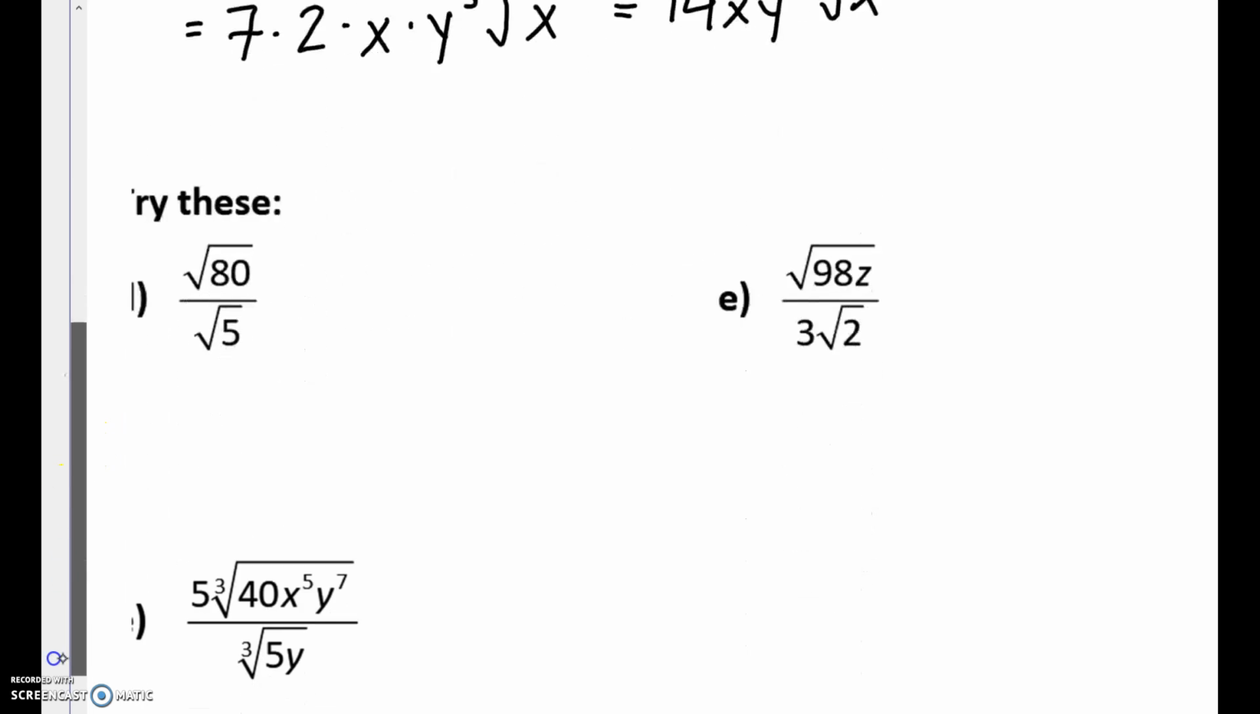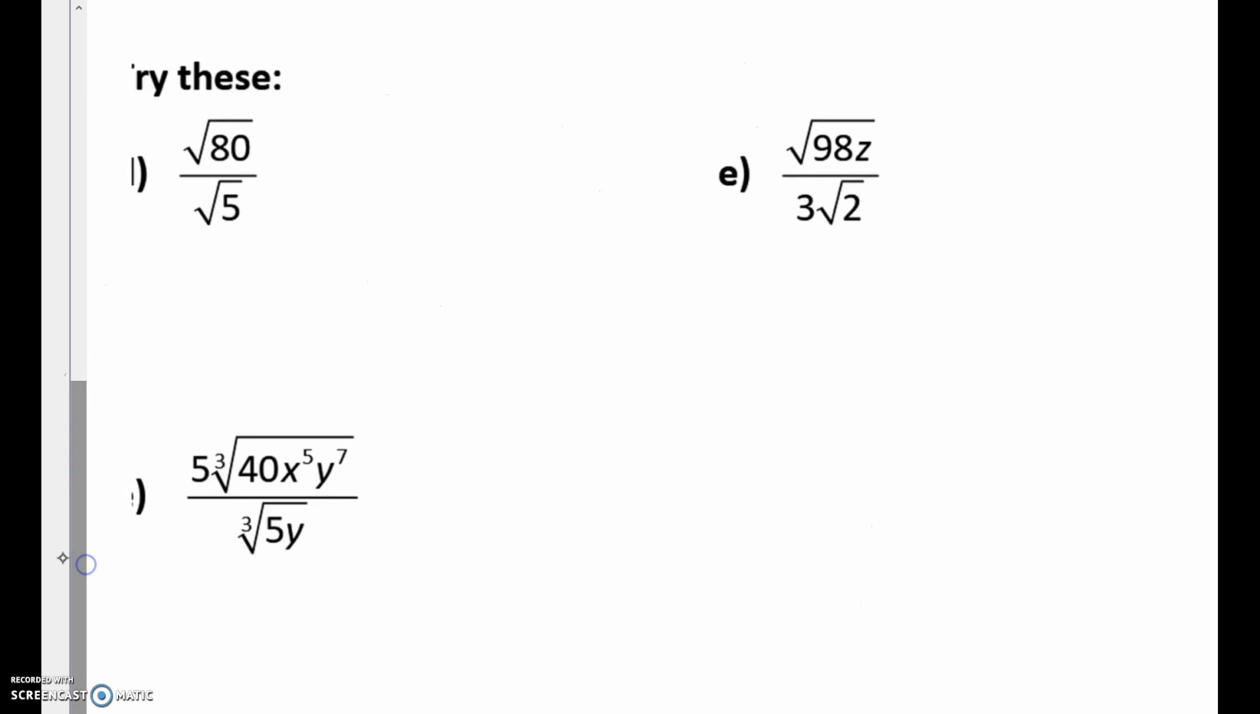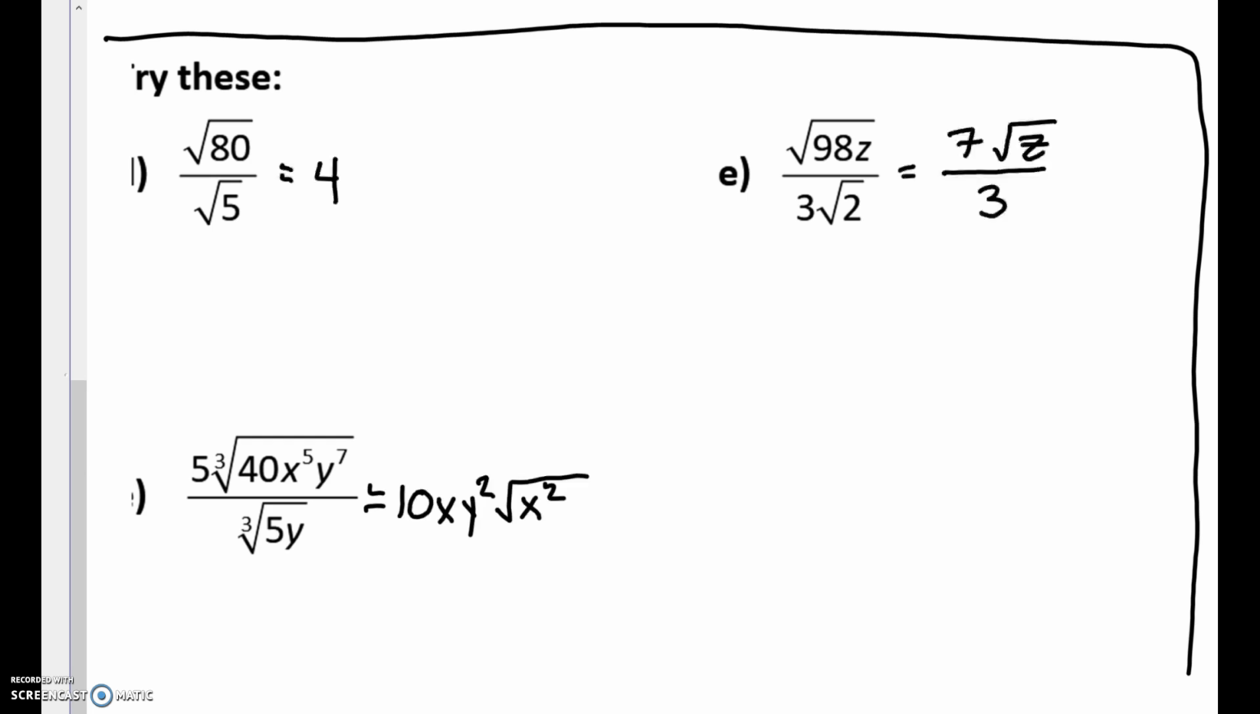All right, guys, I want y'all to do these three and take a look at it, and then check your answers. All right, check your answers, and we'll go over these in class.